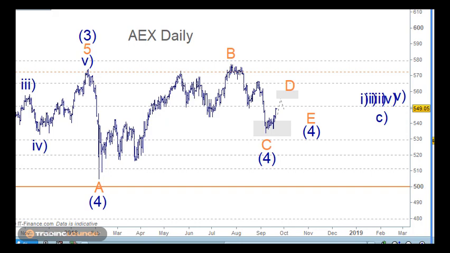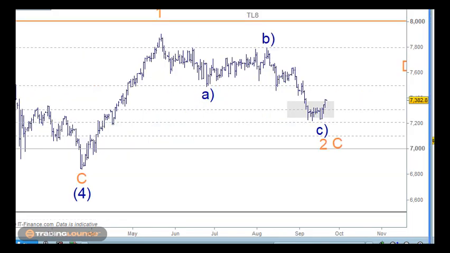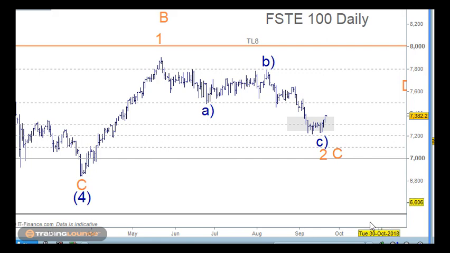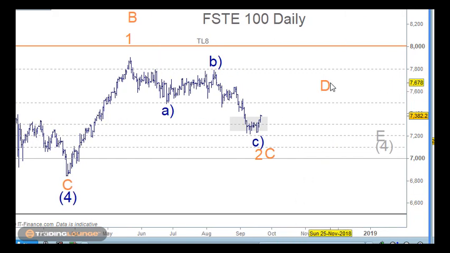And this is the same for the FTSE as well. So with the FTSE, I was also expecting one more move down through here. I mean, we've met our target here at our 61.8% mark. And I was looking at this as an A and a B and a C for wave 2 here. It could also be a triangle pattern in all of this as well.